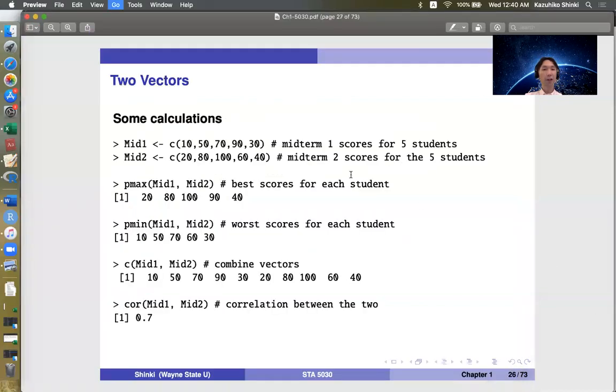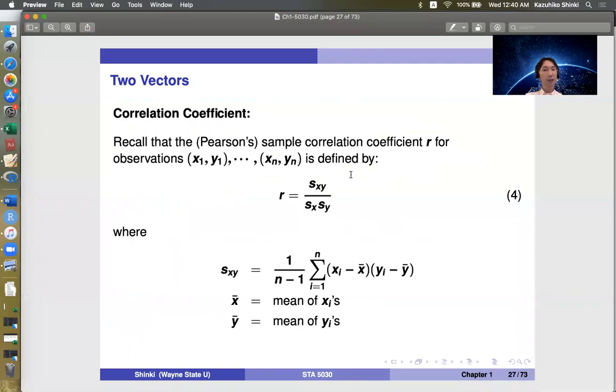So I want to review a little bit about the correlation coefficient. What is the correlation coefficient? To be exact, the Pearson's sample correlation coefficient. Usually we use the symbol R for this. It is calculated on, in general, n pairs of observations, x1, y1 to xn, yn, and R is defined by s sub xy over s sub x, s sub y. And s sub x and s sub y are standard deviations.